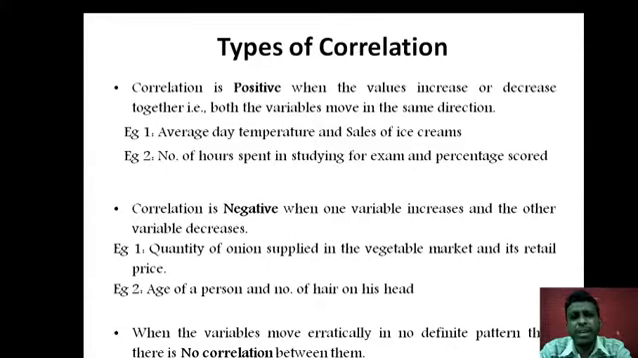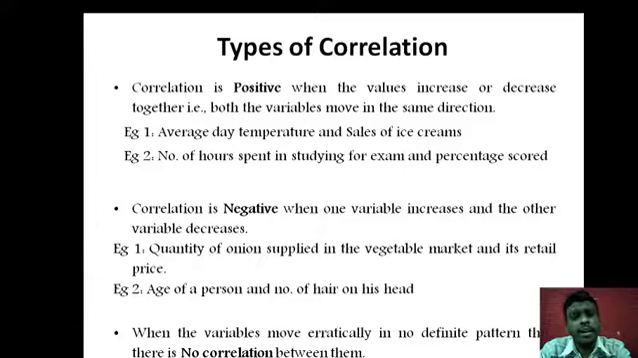Another example might be speed of a vehicle and time taken by the vehicle to cover a particular distance. So if the speed increases, the time taken will reduce. If the speed reduces, the time taken will increase. So in both the case scenarios, the variables are moving in opposite direction, and hence it is an example of negative correlation.